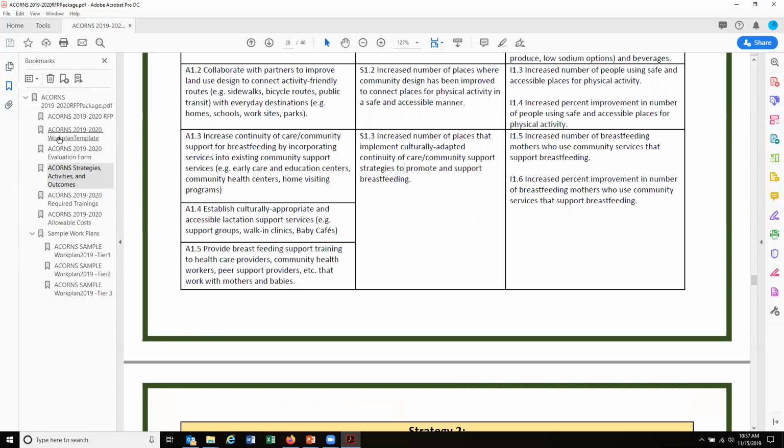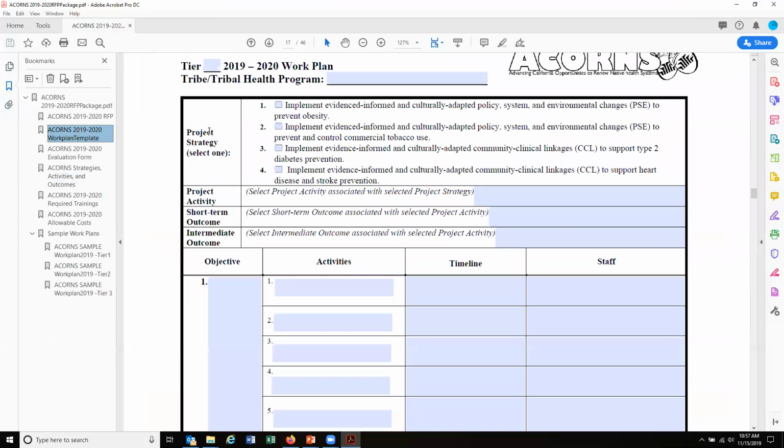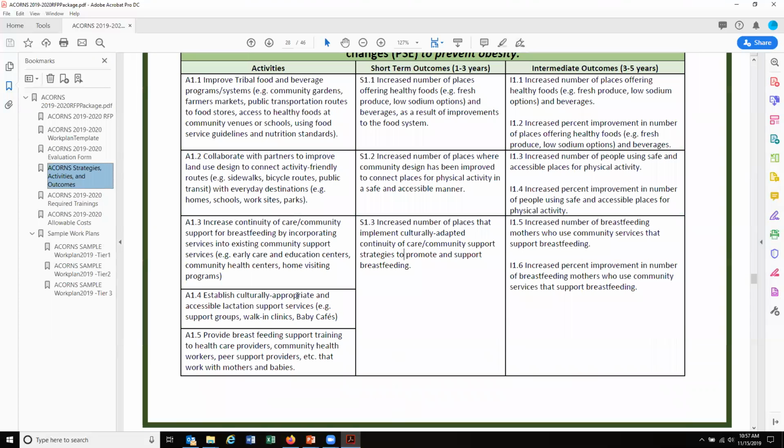Okay, so again, you're using this table to help you fill out your work plan template. So this whole section is going to be filled out using the strategies, activities, and outcomes document. So you'd copy and paste your associated short-term outcome. For the intermediate outcome, again, you're going to move across that table. And if this is what I selected, the A1.4, my short-term outcome is S1.3.